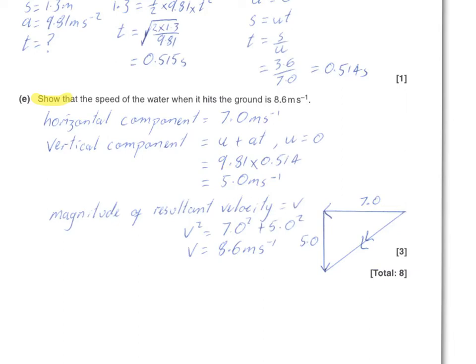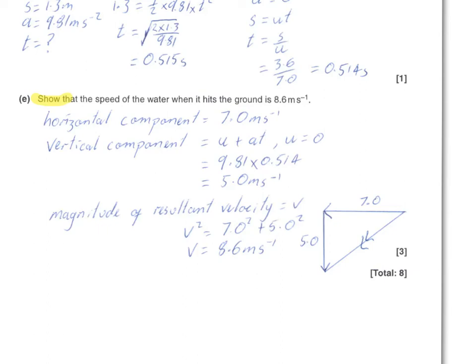Once I've done that, I've got a horizontal component, I've got a vertical component. The size of that resultant velocity is what we're after, and I can do that with a little bit of straightforward Pythagoras. So v squared is 7 squared plus 5 squared, giving 8.6 meters per second. The key here is, again, as always, to separate out the horizontal and the vertical component. It turns out there are other ways you can get the vertical component of the velocity. You could use v squared equals u squared plus 2as. I'll leave that as something you can try out.